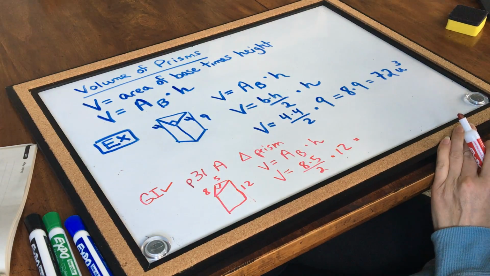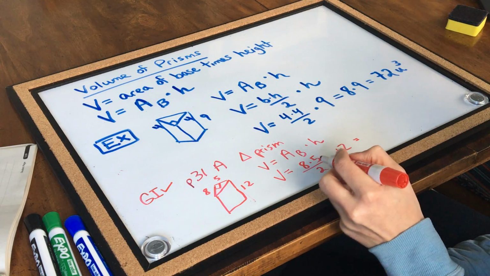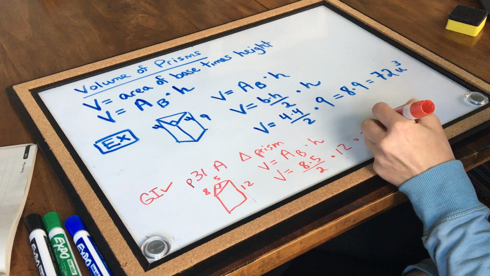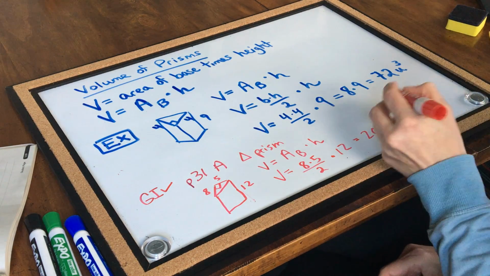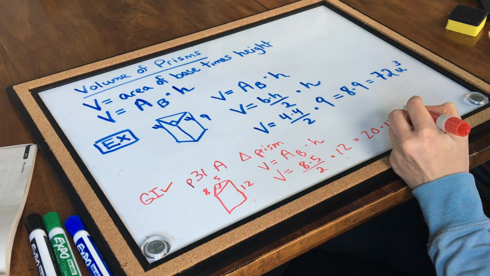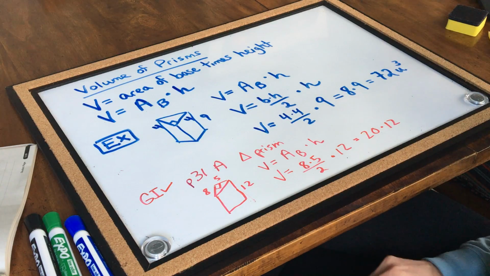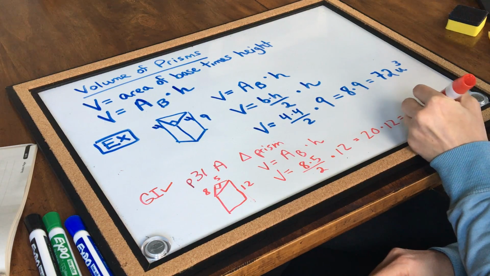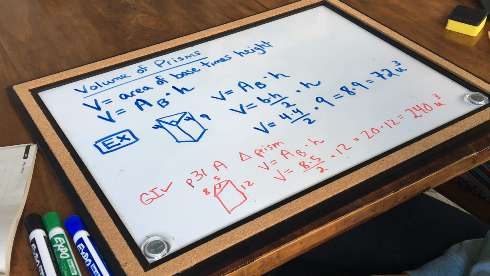Okay, let's see what that equals. So 8 times 5 would give me 40. 40 divided by 2 is 20. So now I have 20 times 12. And that would give me a total of 240 cubic units.